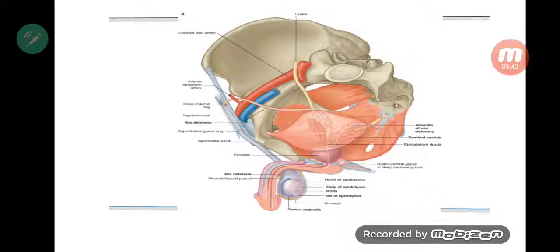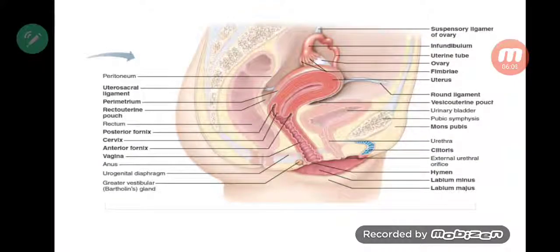Here we can see the lateral view. We can see the ureter, and it leads to the urethra. Here is the male genital system and outside the body. In this picture for the female, we can see the urinary bladder anteriorly. Superior and behind the urinary bladder we have the uterus, and behind the uterus we have the rectum.